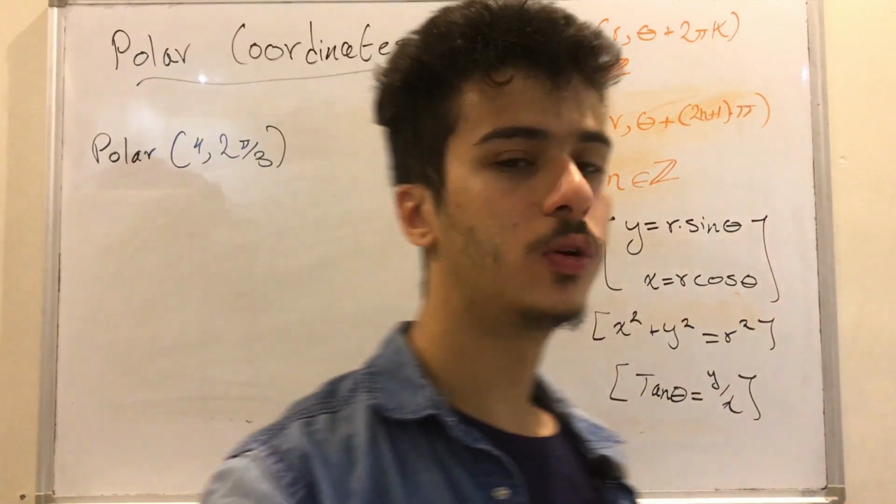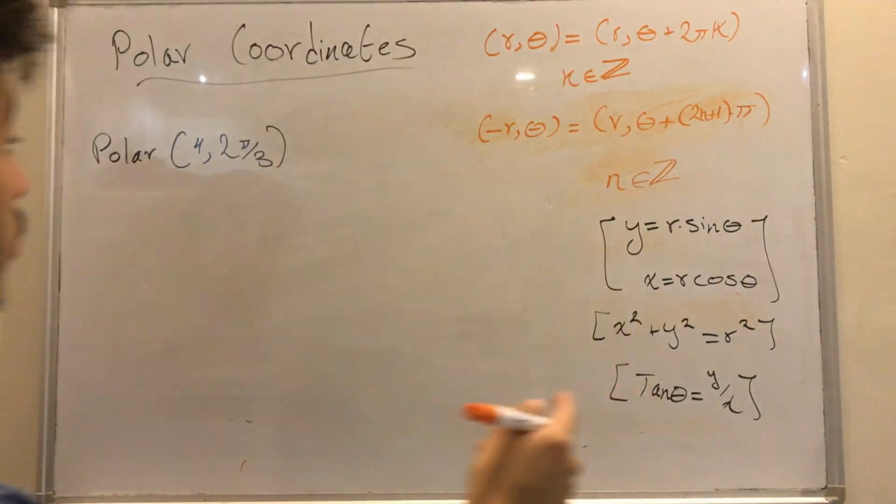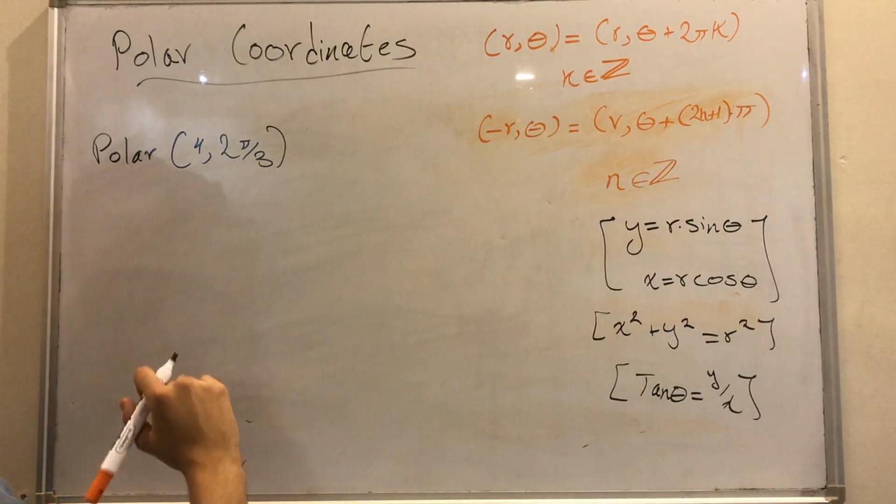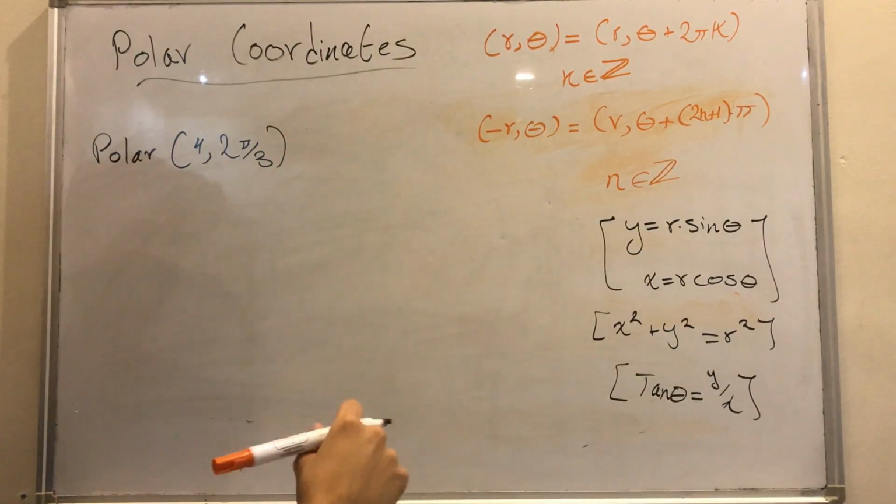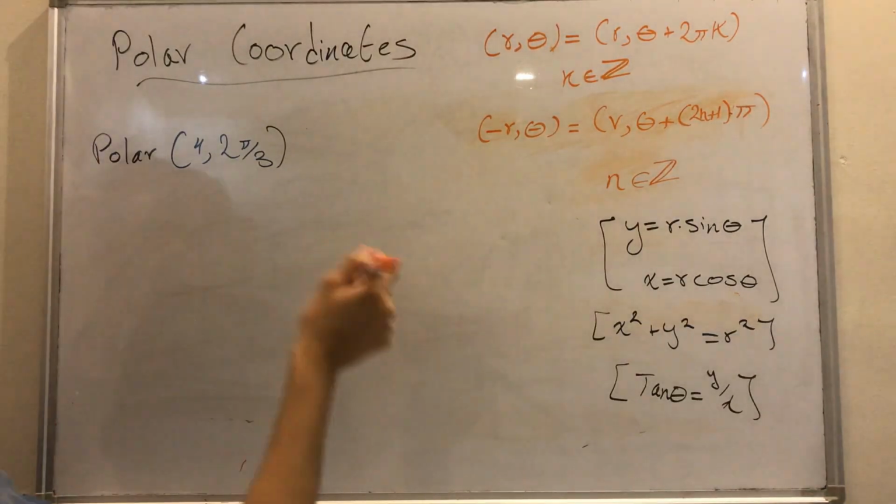Okay, so now I want to go from polar coordinates all the way to rectangular coordinates. So I have (4, 2 pi over 3). 4 here is the r, and 2 pi over 3 is the theta. So how does this look?